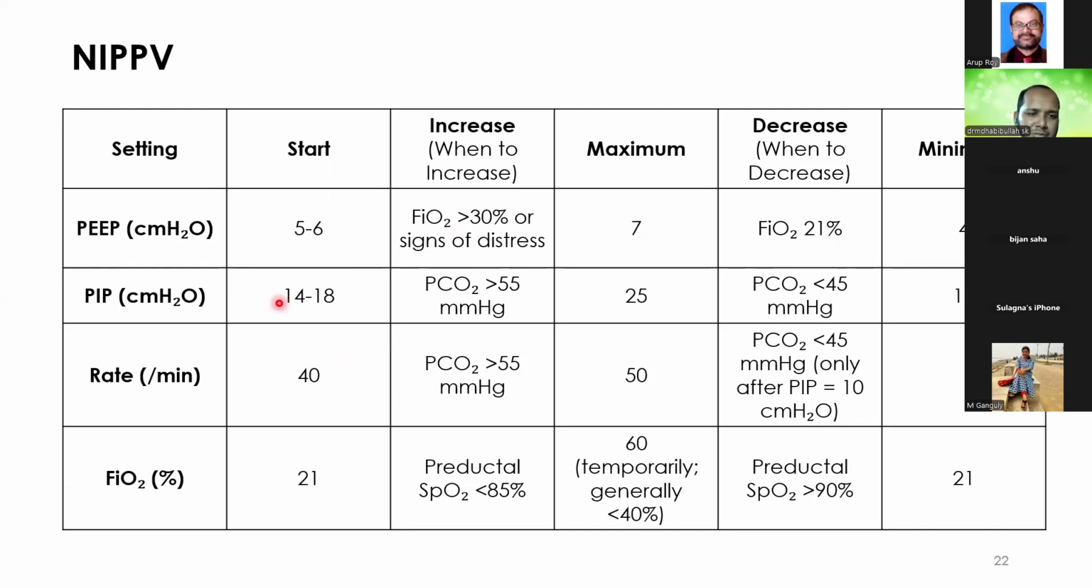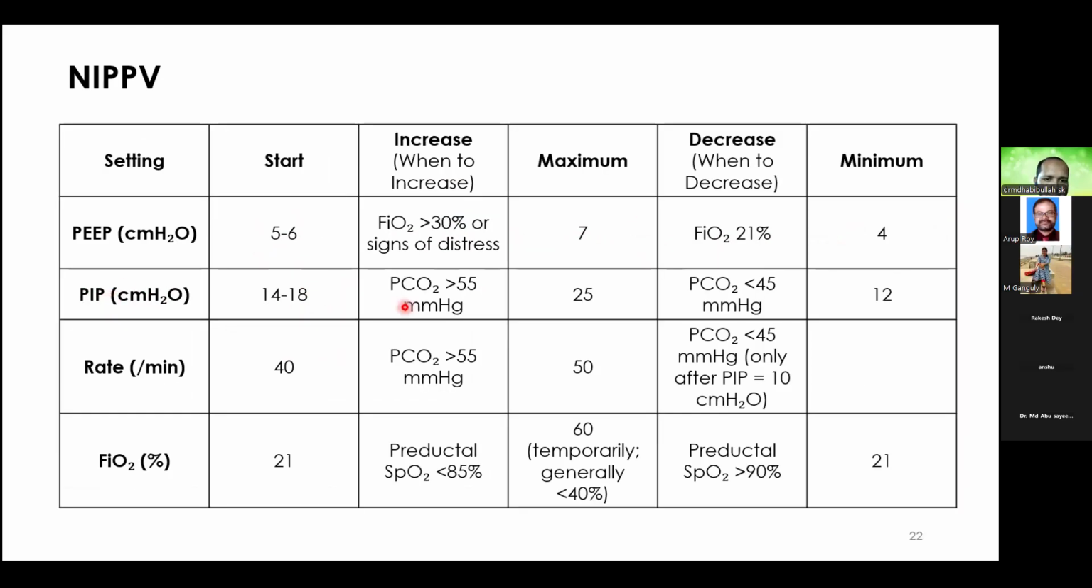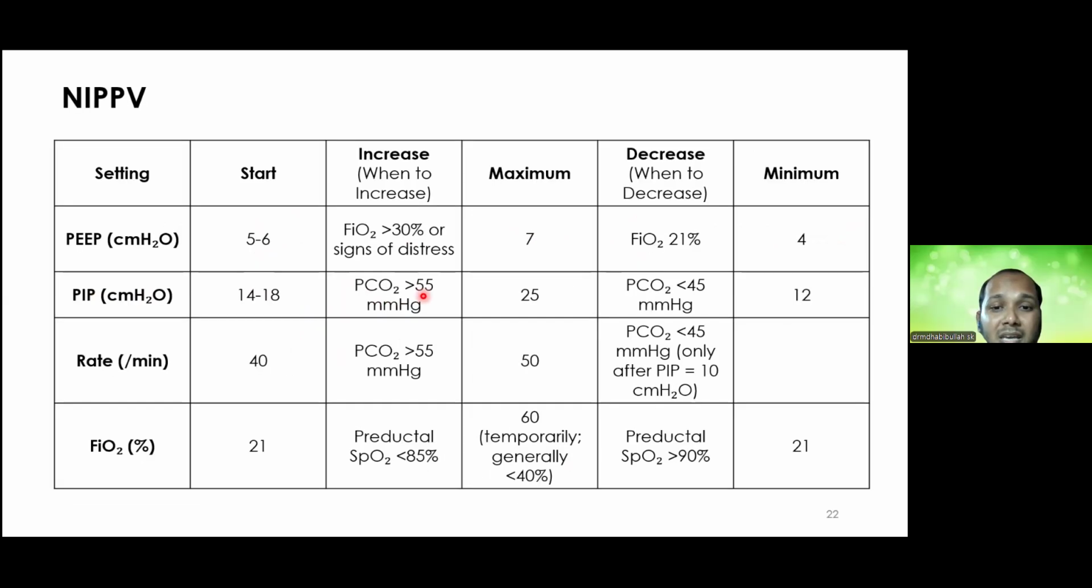The PIP usually starts at 14 to 18 centimeters of water. The PIP may control the ventilation part, that is, if the PCO2 is, suppose, more than 55, then you have to increase the PIP so that the minute ventilation increases. If the PCO2 is less than 45 in the blood gas, that means there is hypocapnia, then you have to reduce the PIP to a minimum of 12 centimeters.